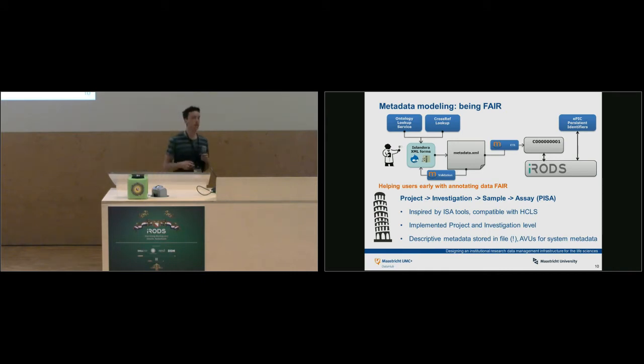Metadata, as I already mentioned, is important to us. And the way that we try to model the metadata for all the different kind of users that we have. What we've done here is something we call internally PISA. It's metadata on project, investigation, sample, and assay level.